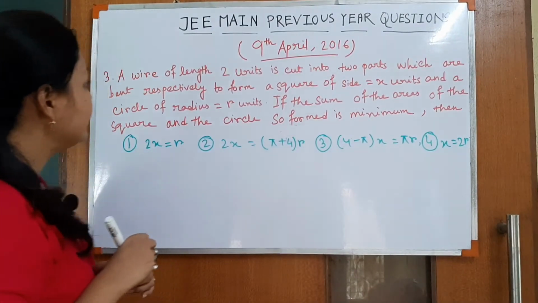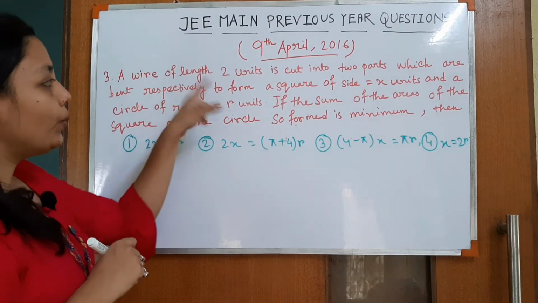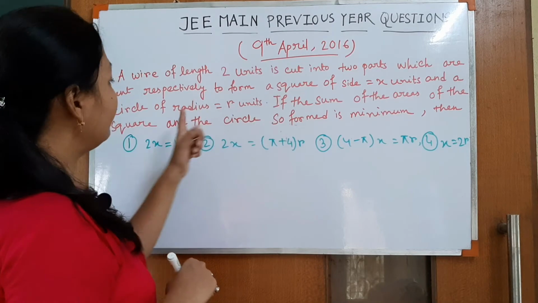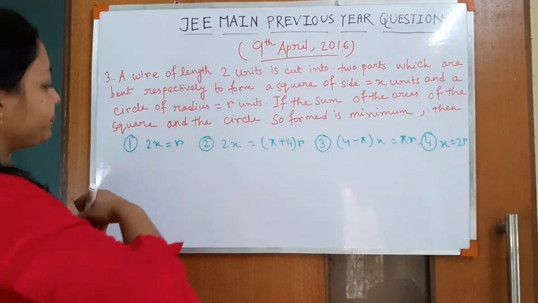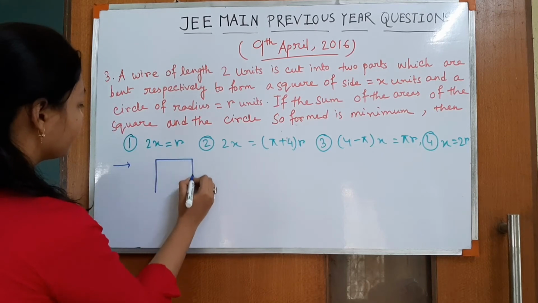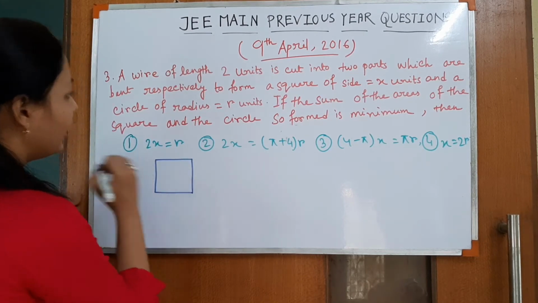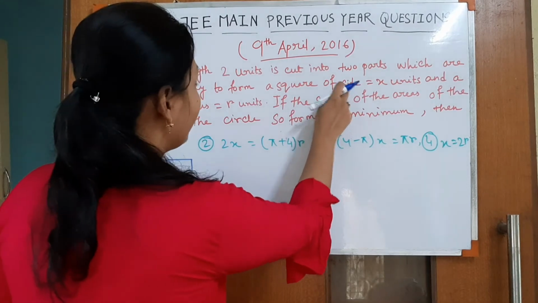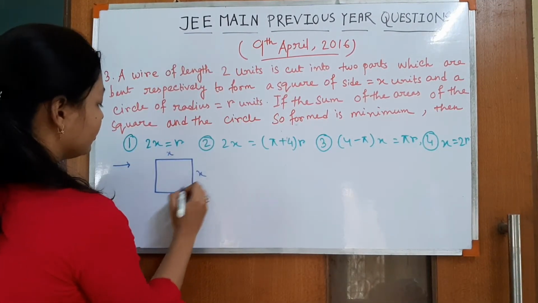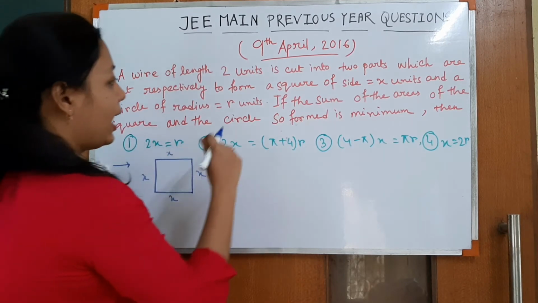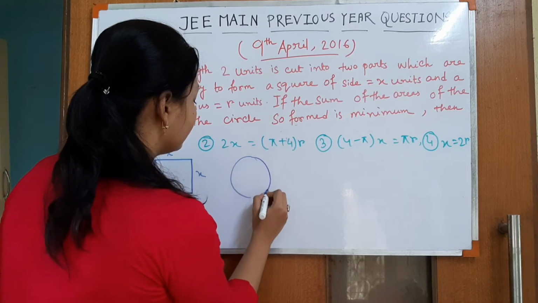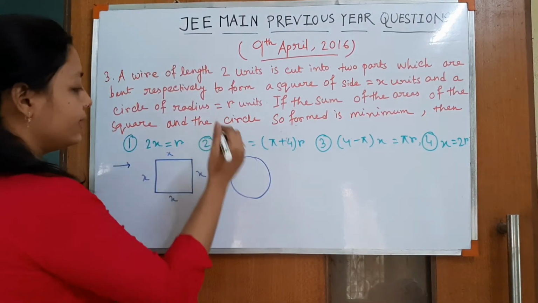Okay, let's start. A wire of length 2 units is cut into 2 parts. One part is a square and the other part is a circle. Here the length of the side of the square is x units, and the other part is a circle whose radius is r units.